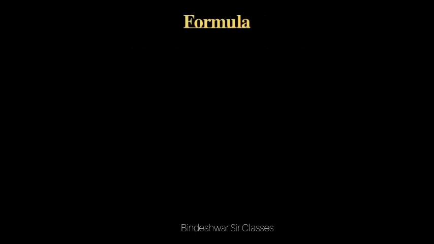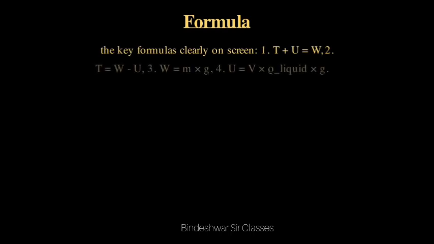From our understanding of the forces, we can set up our main equation. The upward forces, tension plus upthrust, equal the downward force, weight. So T plus U equals W. To find the tension, we can rearrange this formula to T equals W minus U. This tells us that the tension in the string is the object's actual weight minus the buoyant force acting on it. To solve this, we need to calculate W and U separately.